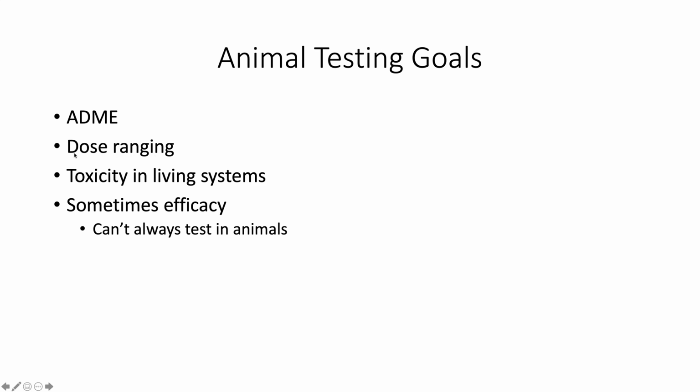You want to get dose ranging, toxicity. And how do you know toxicity in animals? Well, you can tell if an animal dies. But how do you know if an animal doesn't feel well? You can't ask the animal, do you have dry mouth? You can't ask it. But that's why you have veterinary professionals and animal health technicians.